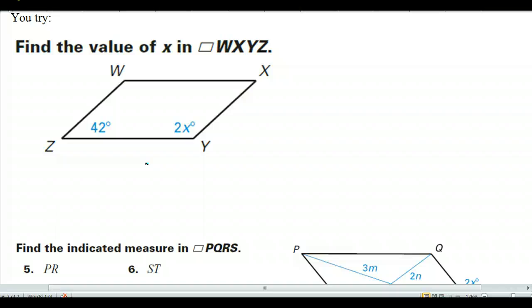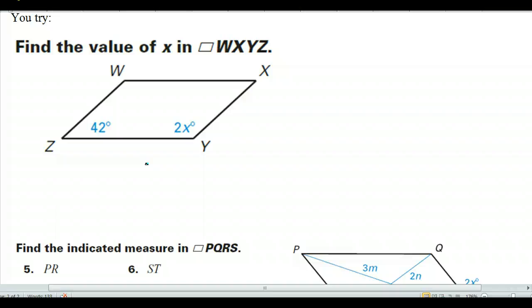This 42, is that an acute angle or an obtuse angle? This is an acute angle, less than 90 degrees. Look at this angle over here. Is this acute or obtuse? That's obtuse. I don't know what it is, but it's clearly bigger than 90 degrees. Does it make sense that these two angles should be equal to each other? No. I've got a small one and a big one. There's no way they're going to be equal. So that should help you understand not to set them equal to each other.